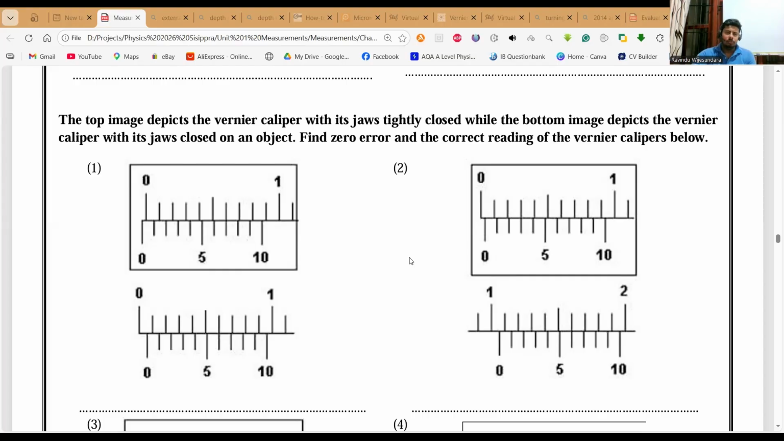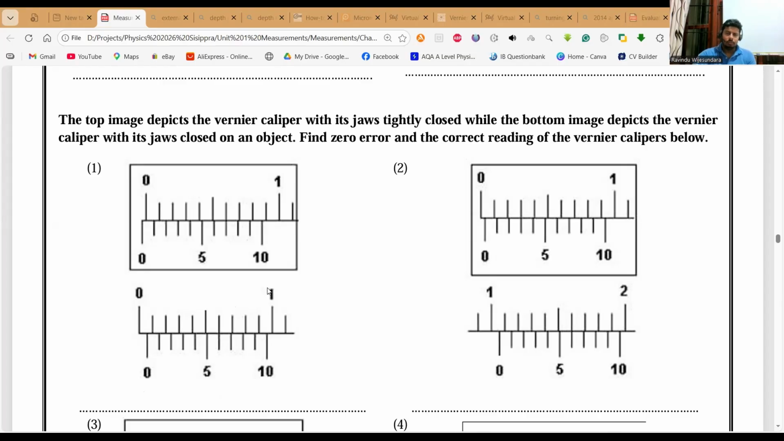Okay. Now, this is the first real example where you have the zero error in the first figure, and in the bottom figure you have the reading taken. So what we have to do is write down the final reading, that means the corrected reading, in the dotted lines. Now for the first two, I will tell you how to do this one, right?